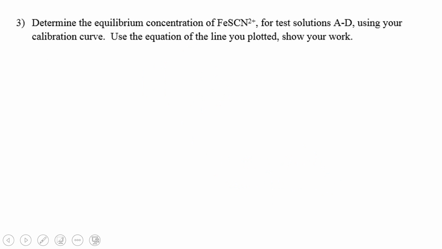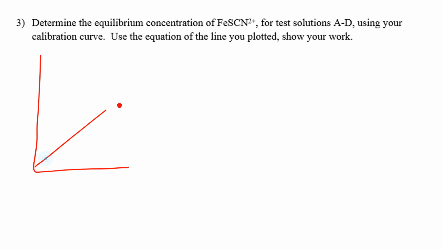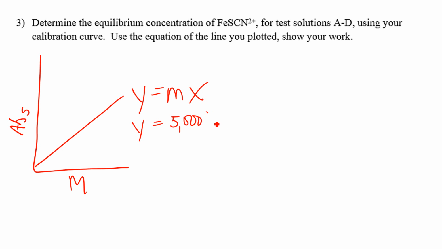Then looking at 3, determine the equilibrium concentration of FeSCN using your calibration curve. So here's where you use that graph that you made. So remember you had a graph that looks like this. Your y-axis was absorbance, your x-axis is molarity, and you have this slope, y equals mx. And the slope of the line ended up being somewhere in the 4,000 to 7,000 range. For the purpose of this, let's call it 5,000. Okay, so you have a slope of your line, it goes to the origin, so there's no y-intercept.